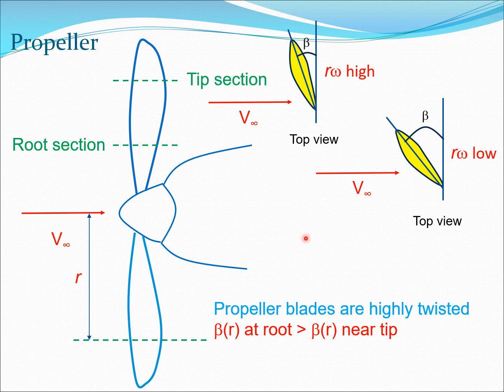Now of course we know some things in detail. We know that the velocity was coming from the front, and we also know that at the tip r omega is high because r is larger. At the root r omega is low because r is smaller. So therefore at the root the beta angle is more, at the tip the beta angle is less. So typically we can conclude that propeller blades are highly twisted, and beta of r at the root is greater than beta of r at the tip.